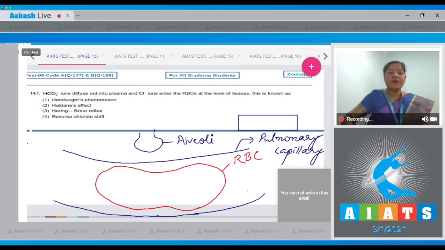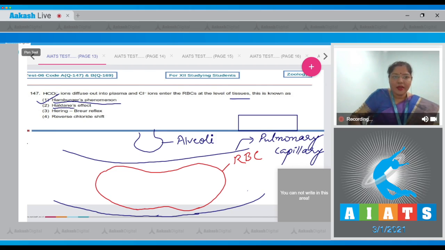Bicarbonate ions diffuse out into plasma, and to balance the negative charge, chloride ions enter the RBCs, and this occurs at tissue level. This phenomenon is known as Hamburger's phenomenon or chloride shift. So the correct answer to this question is option number 1. Let's see other options also.